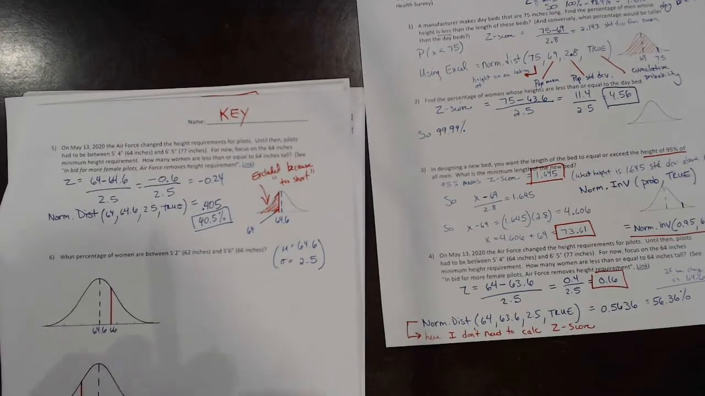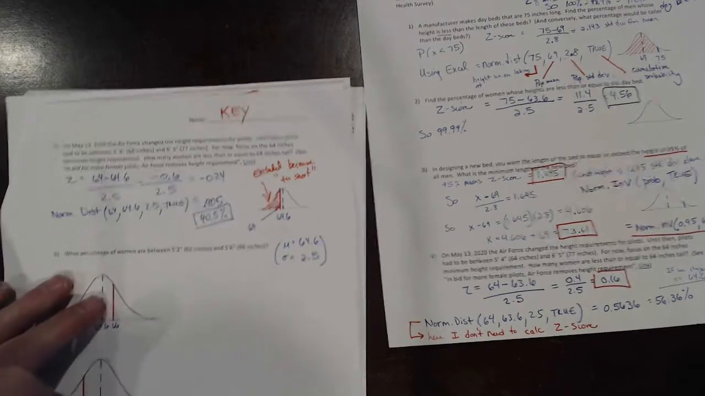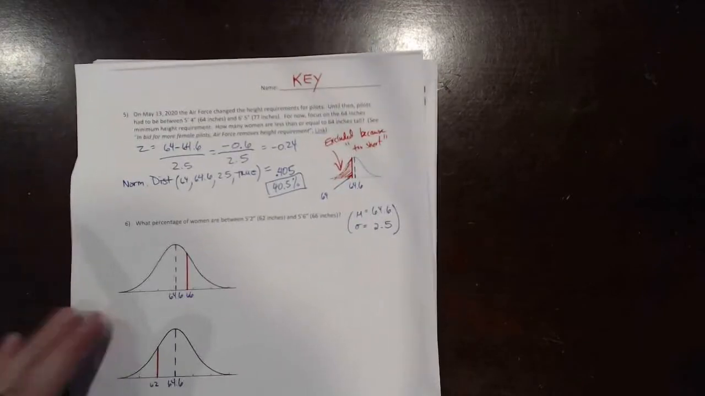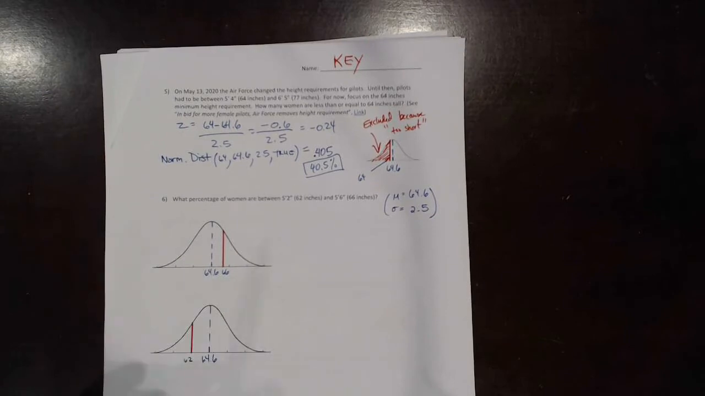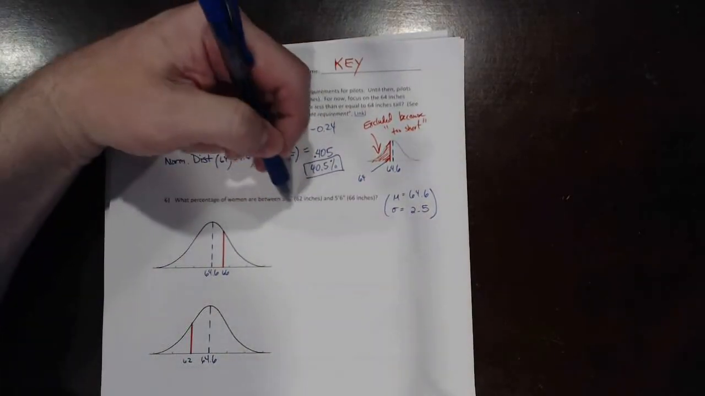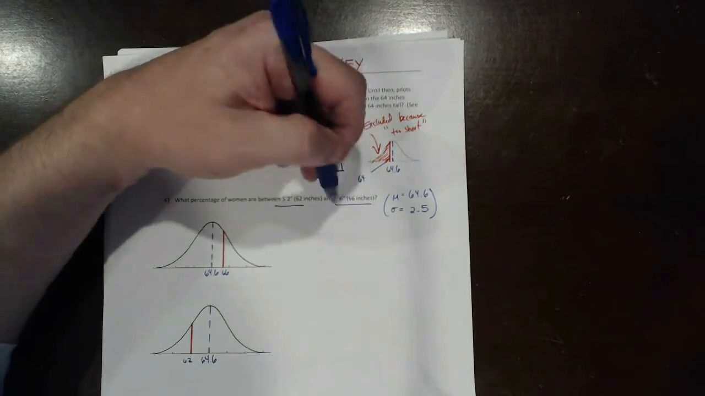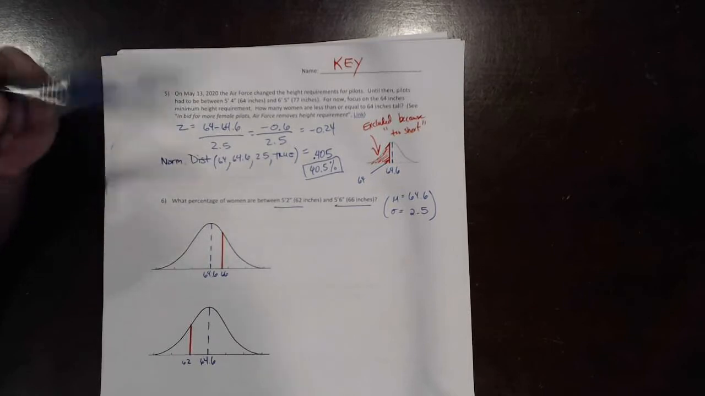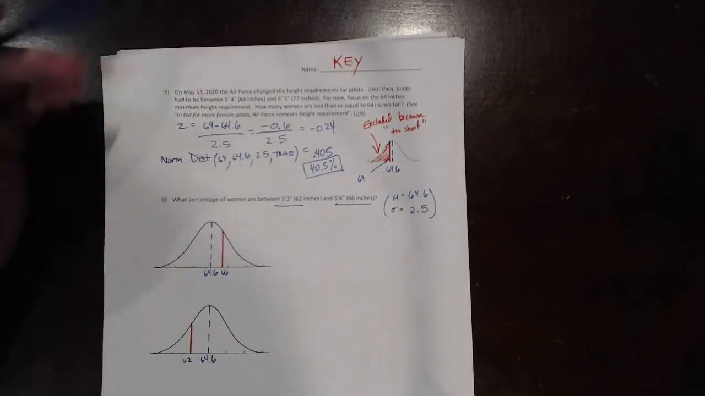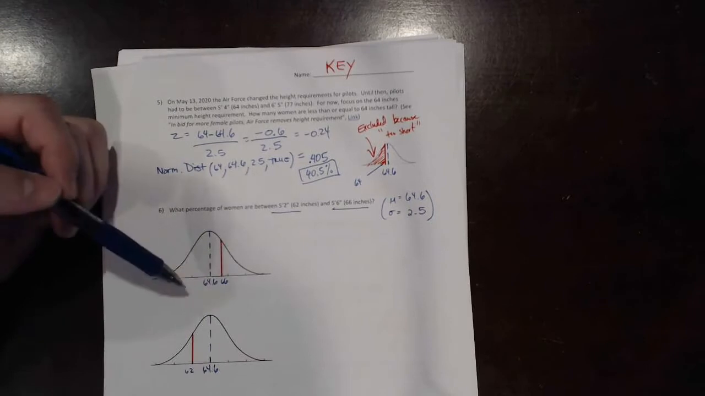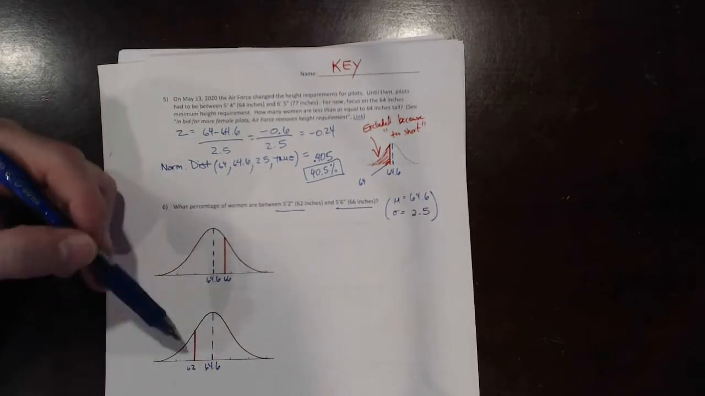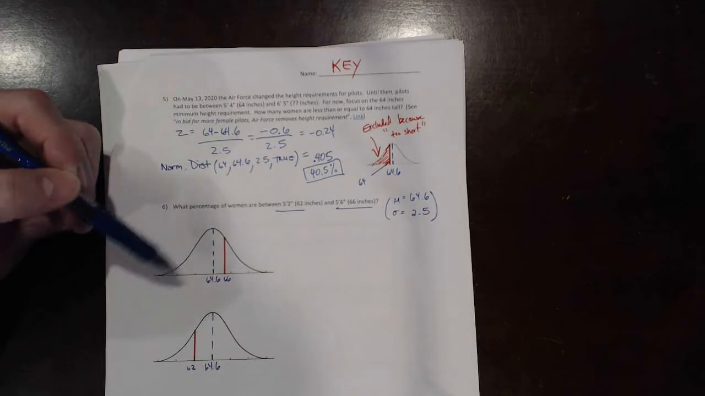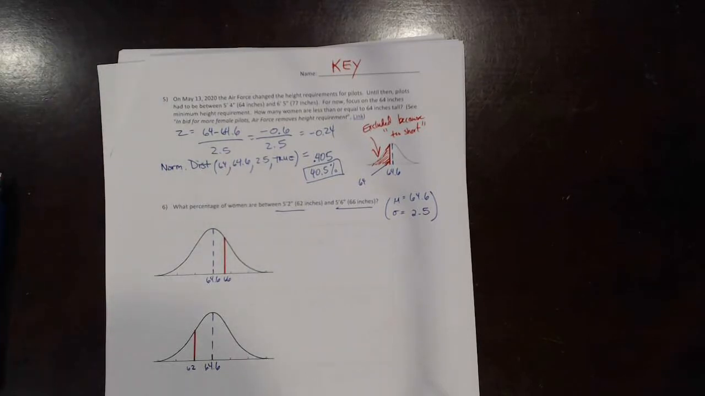Okay, so now on the final one, I'm going to go ahead and move this out of the way. What I want you to see is the next type of question that the book or others try to throw at you: what percent of women are between 5'2", so 62 inches, and 66 inches? This is the way we're going to do this in Excel, but I drew out these normal curves so you can visualize this.